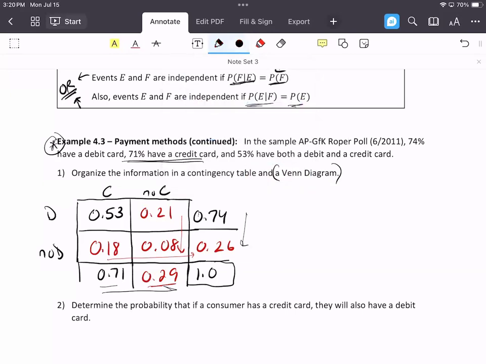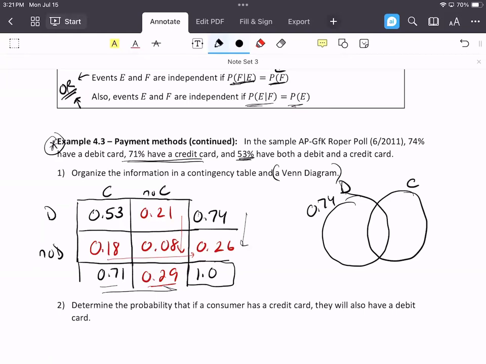Well, do these two circles intersect? Can people have both? And the answer is yes. Remember, we don't worry too much about it being exact, we're just going to say they intersect. Here's going to be the debit card, and here's going to be the credit card. We know that the probability of having a debit card is 0.74, so that's in this circle, and a credit card is 0.71.